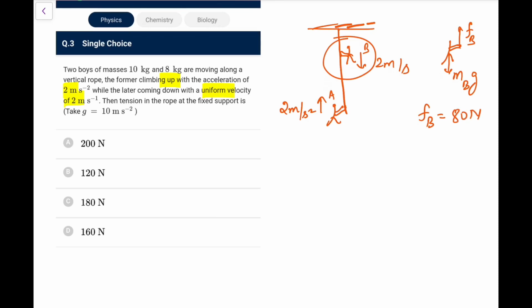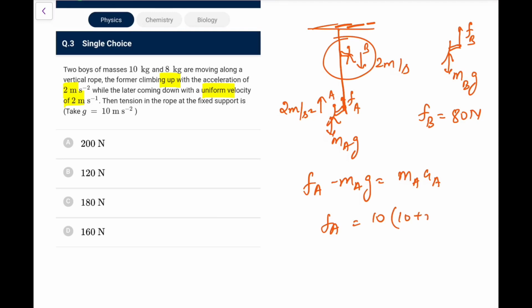And for the second one, it is going up, so friction must be up, FA, and this is MAG. So FA minus MAG must be equal to MA into A. So what is FA? MA is 10 into 10 plus 2, now it is 12, that is 120 newton. That is what we can write.